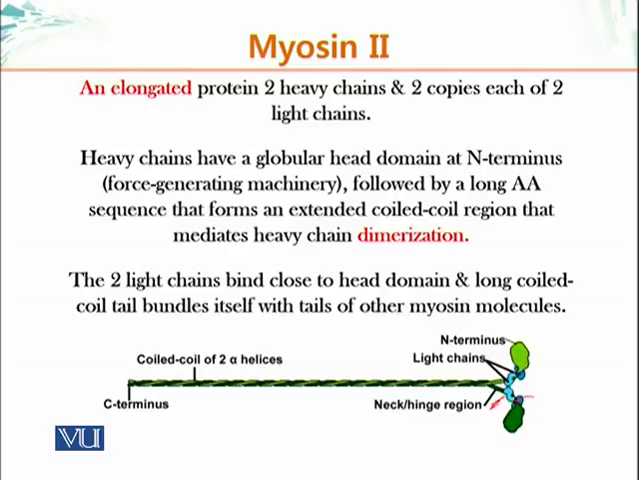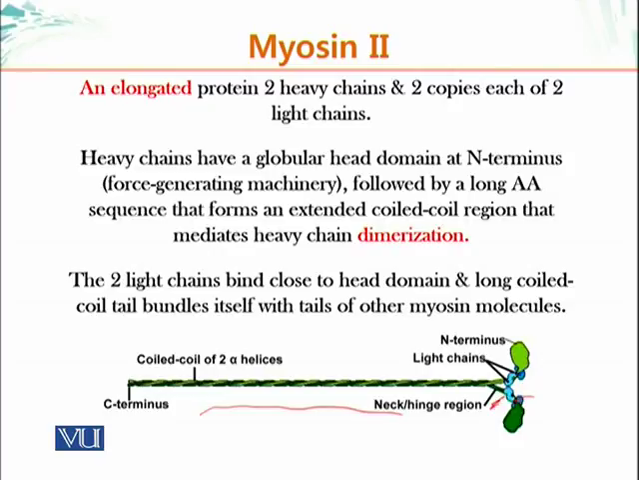It's a head domain. It is present at the N terminus of the molecule. This is the force generating machinery, which is followed by a long amino acid sequence that forms an extended coil region that mediates heavy chain dimerization. So these heavy chains form dimers, which is mediated by coiled alpha helices.